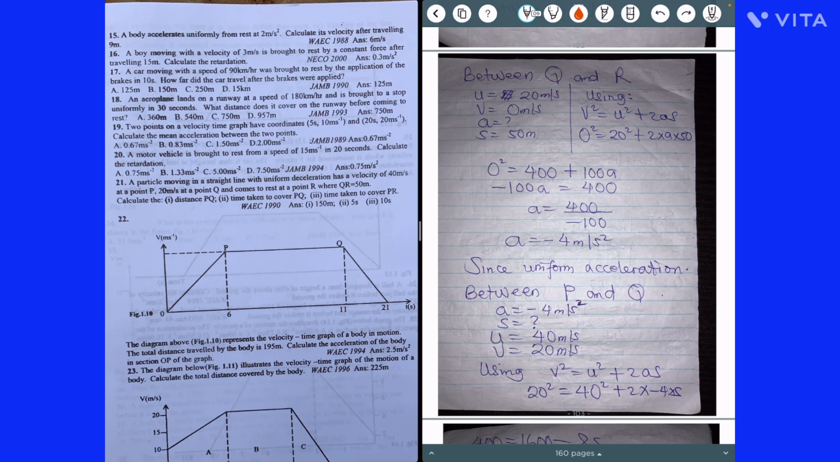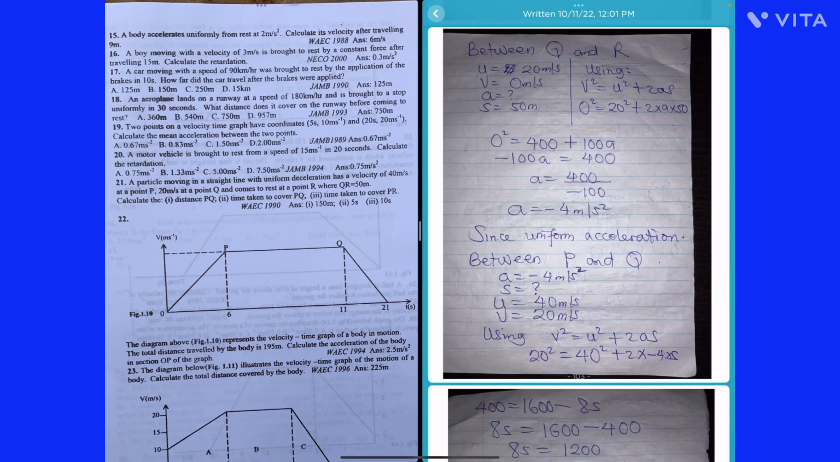Now we want the distance PQ. So we know the acceleration or deceleration. We don't know S. We know the initial velocity at P to be 40. Final velocity at Q, or velocity at Q, to be 20. So using v squared is u squared plus 2as, what do we get? 20 squared is 40 squared, you understand? Plus 2 times minus 4 times S. That will give us the distance between P and Q.